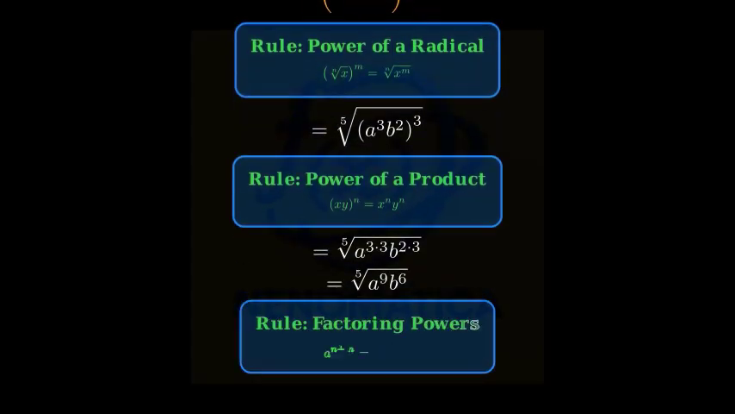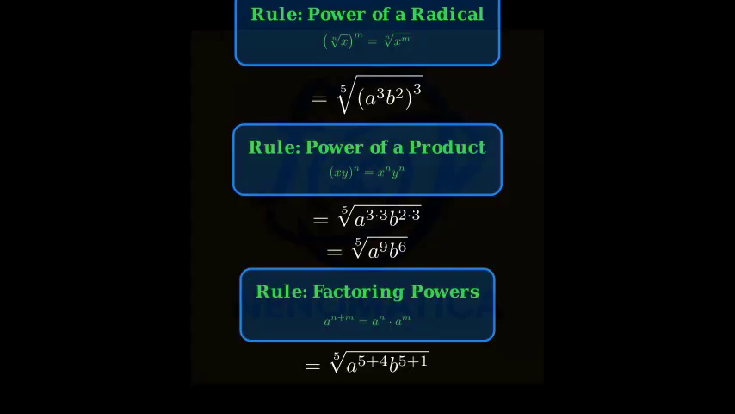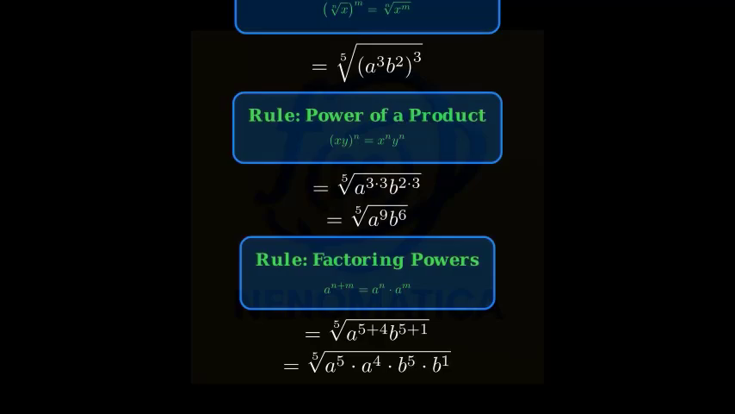Next, we need to recognize that we can rewrite this as a to the power of 9 can be written as a to the power of 5 plus 4. And b to the power of 6 can be written as b to the power of 5 plus 1. This helps us extract terms from under the radical. Using the property of powers, we can split this into the product of a to the power of 5, a to the power of 4, b to the power of 5, and b to the power of 1.